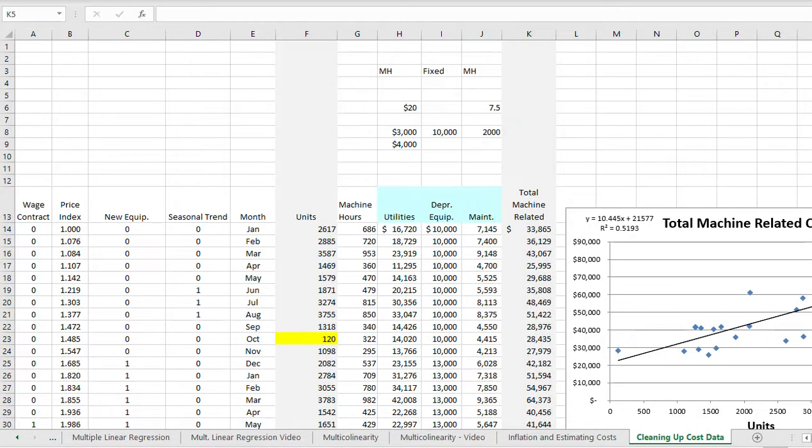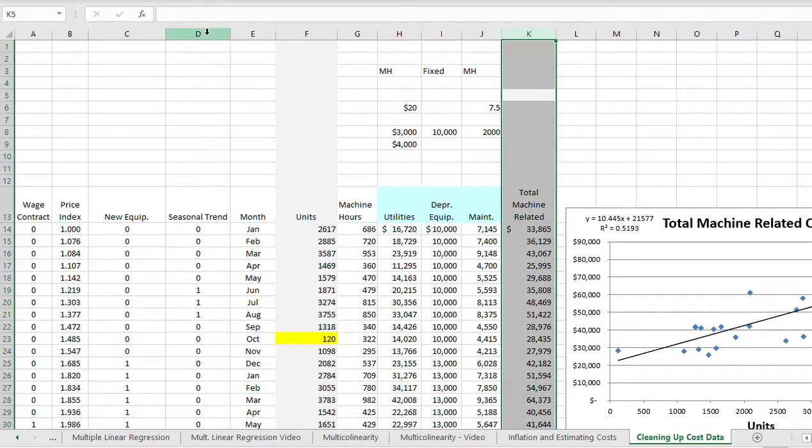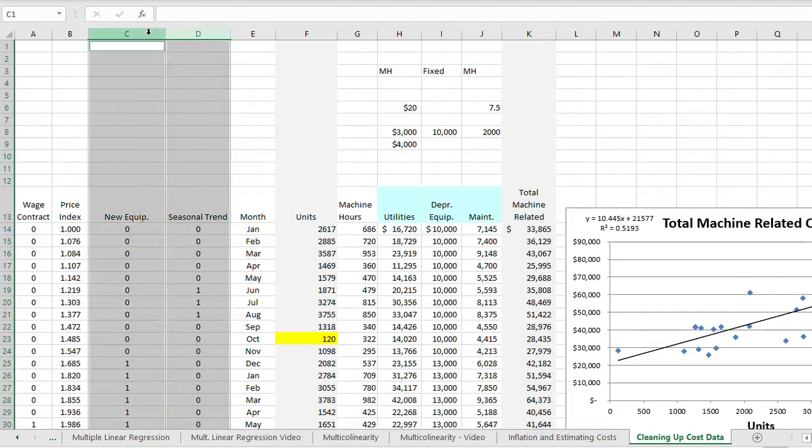So the videos on the next worksheet tab will take you through how the data was constructed and how to clean it up by using dummy variables to account for seasonal trends, shifts in the equipment purchase, wage contracts, and also incorporate a price index.